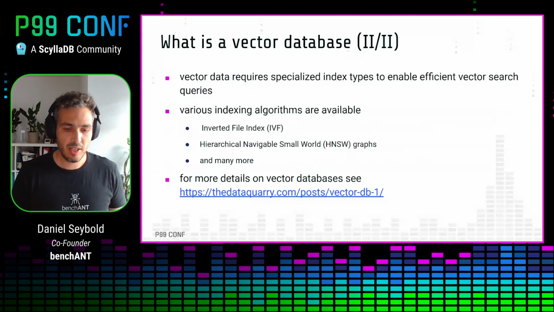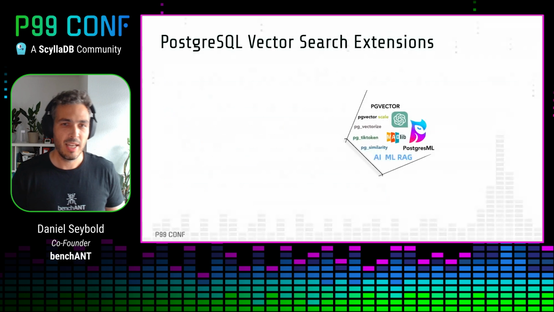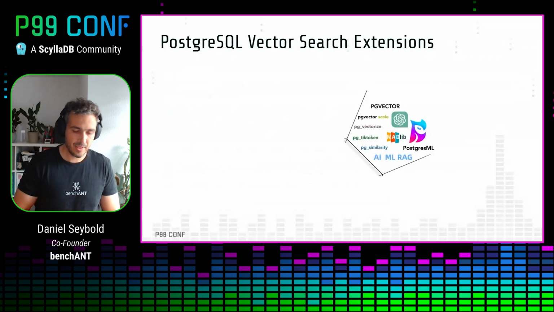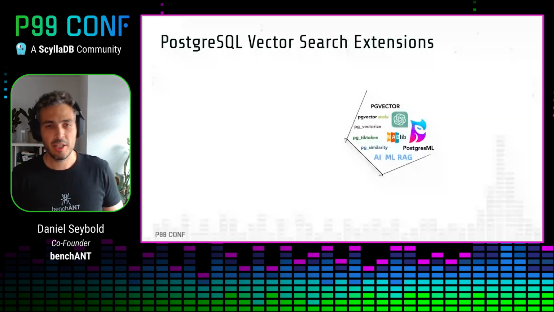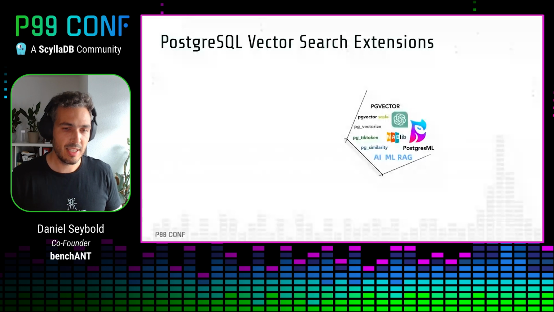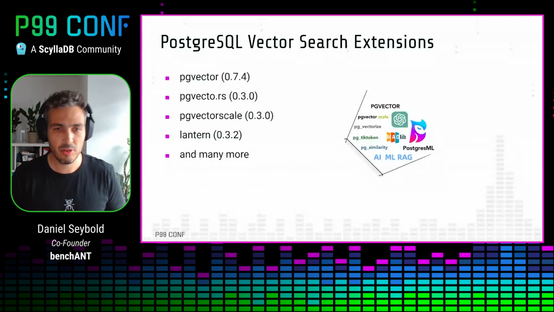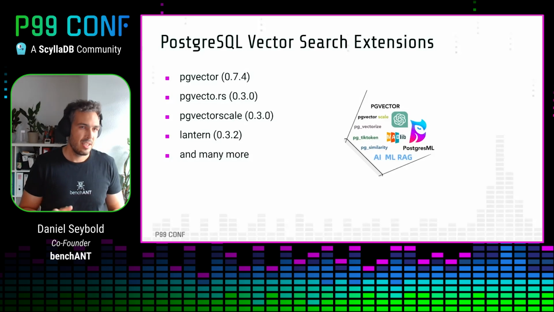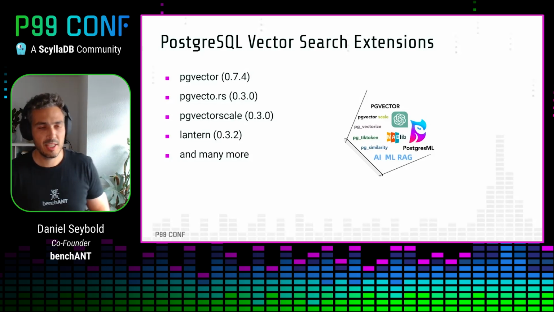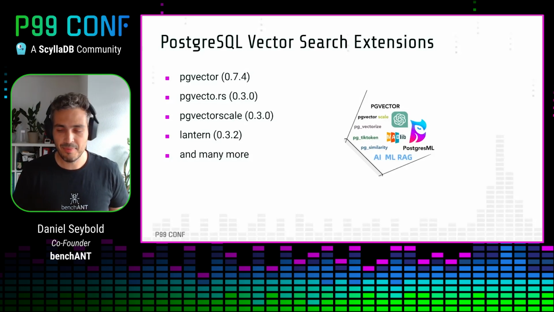So this was a rough overview of vector databases in general. And when we talk about Postgres and the Postgres ecosystem, it's not surprising that there is not only one extension that enables vector search with Postgres. There are multiple ones. I put 4 on the slides. There are many more out there. Probably one is just now released.